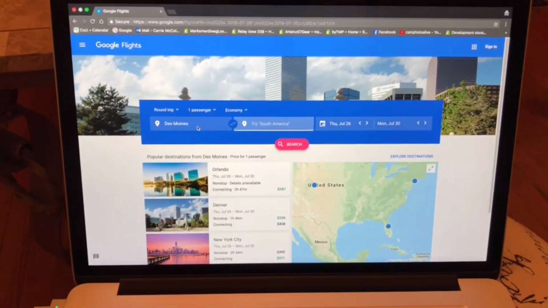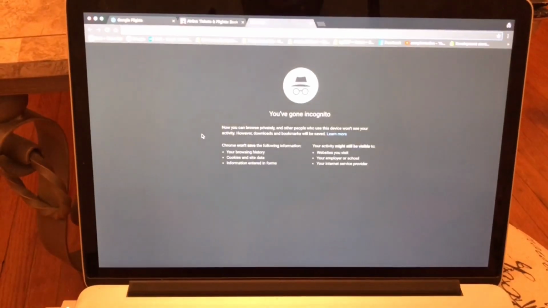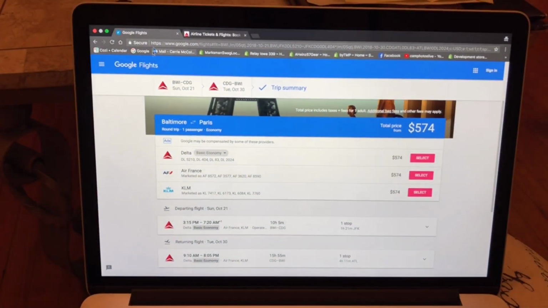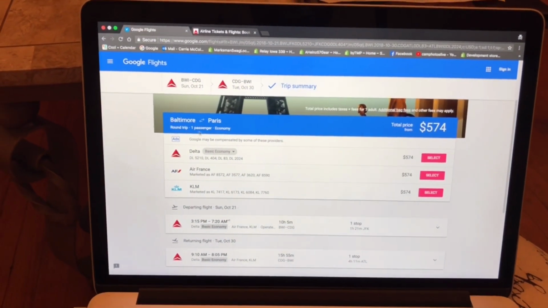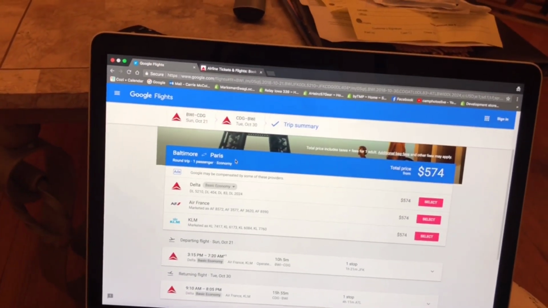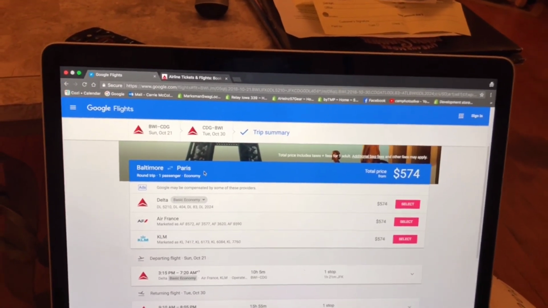So my friend that's wanting to go to Europe, I already did a search for her in my incognito, and what I found was Baltimore to Paris. They're wanting to go somewhere in Europe, but they haven't decided where to yet.